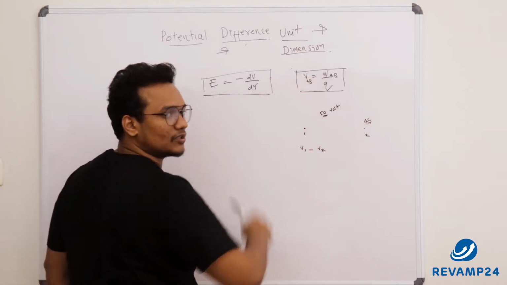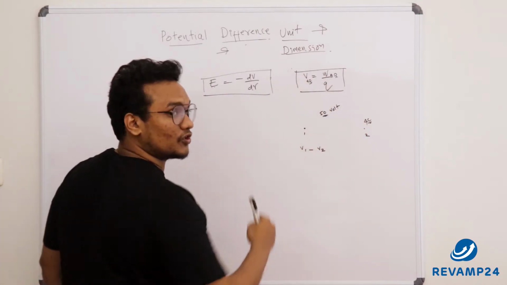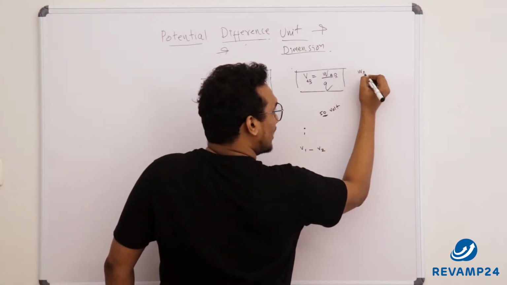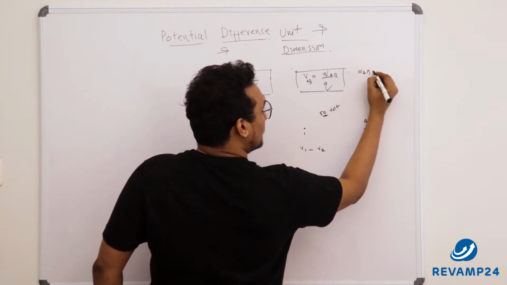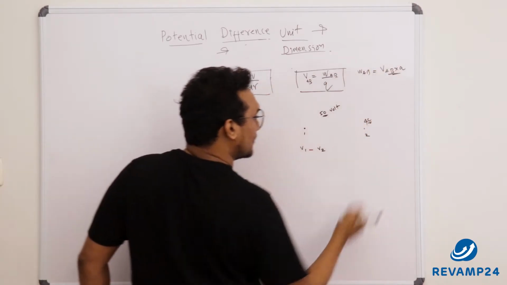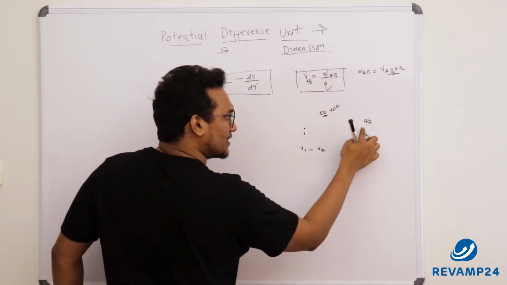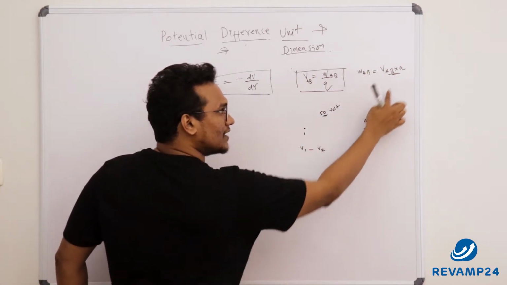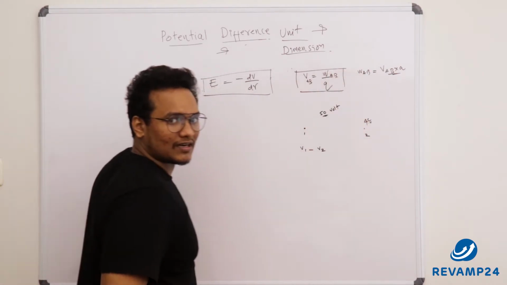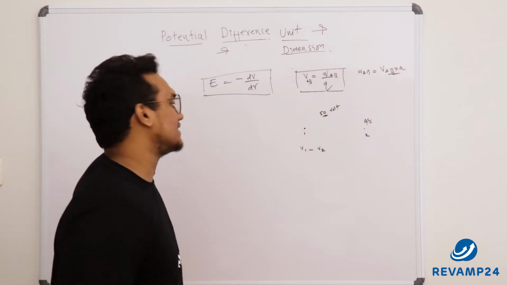You can use this equation to find work done. What is the work done? From these two, WAB is equal to VAB into Q. So simply we have to multiply the potential difference, which is 50, with the charge 4, and we will get the work done. Clear? Work done or change in energy.